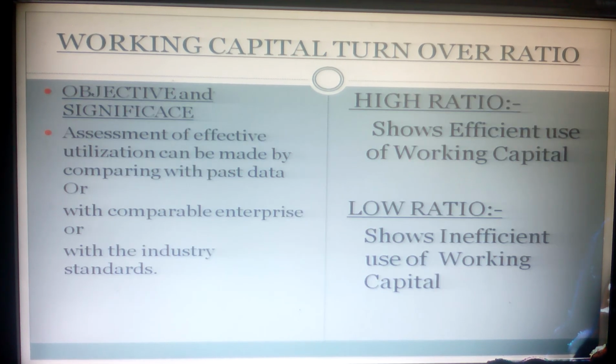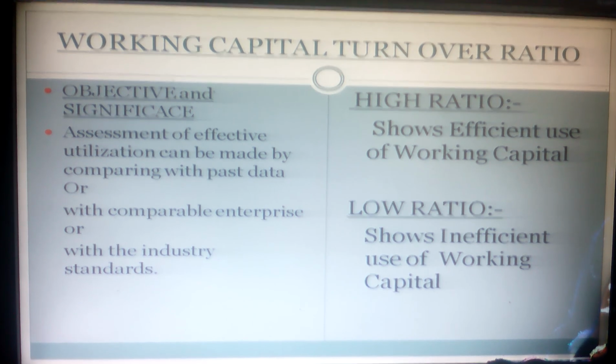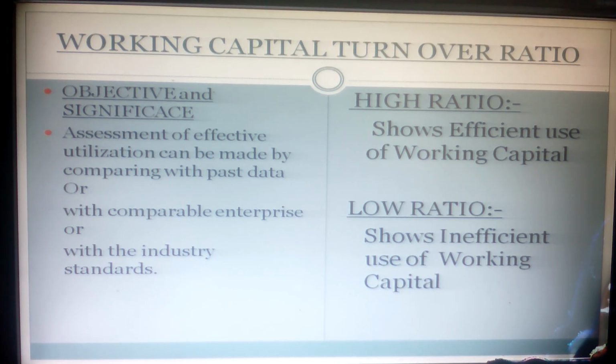One of the second important. Here what are the working capital objectives and significance? An assessment of effective utilization can be made by comparing with past data, or with comparable enterprises, or different enterprises, or with the industry standard. That was the idea here. So what does a high ratio show in working capital turnover ratio? It shows efficient use of working capital. As opposite, naturally, a low ratio shows inefficient use of working capital. That's what the working capital discussion is here.